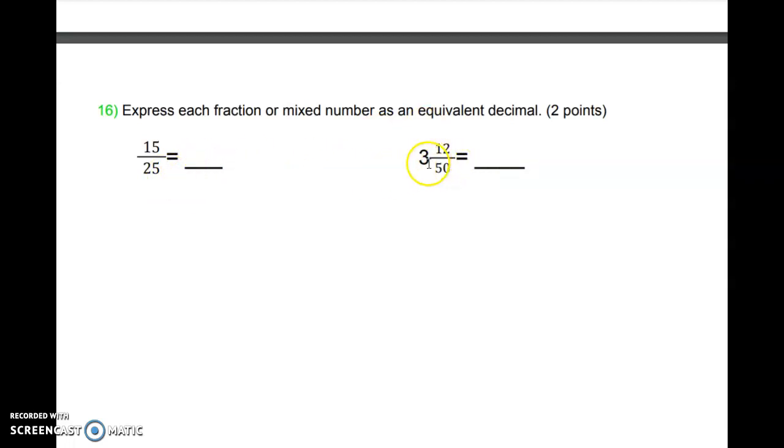Then down here we have 3 and 12/50. So first I need to start with the fraction. Okay, so if I'm starting with 50, how can I make 50 equivalent to 100? So 50 times what is 100? And then again, don't forget to multiply the top number by the same number, and then make sure you express your answer as an equivalent decimal.